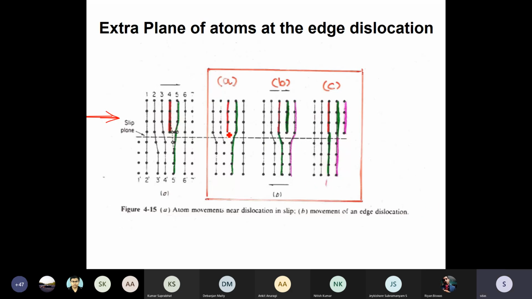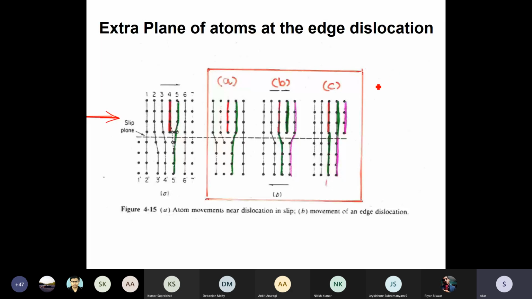So this extra half plane, red, gets tied up with this continuous plane, the green color plane, and this is the slip line, a slip plane, this horizontal line, and snaps the bottom portion of this green color plane away from the green color plane. So what happens? The red took the bottom of the green color plane away from the continuous green color plane, and now it becomes a continuous plane. Now the green color plane, which was a continuous plane, now becomes an extra half plane. So the edge dislocation previously was here.